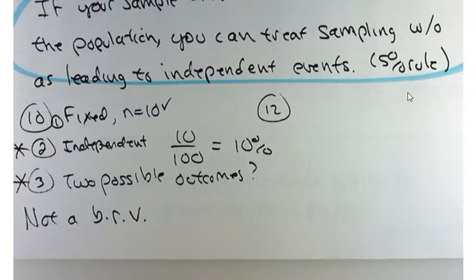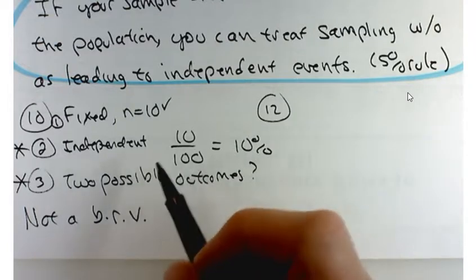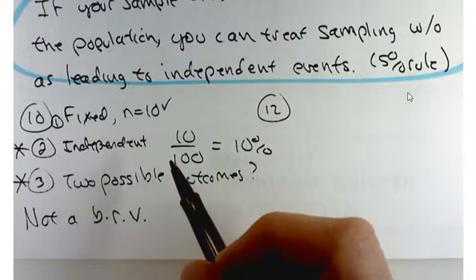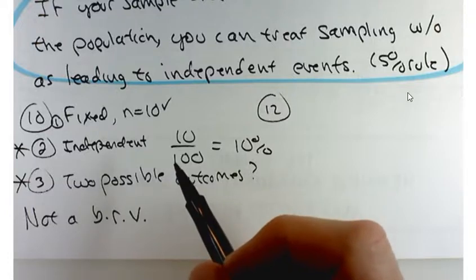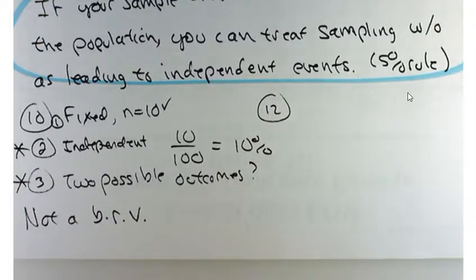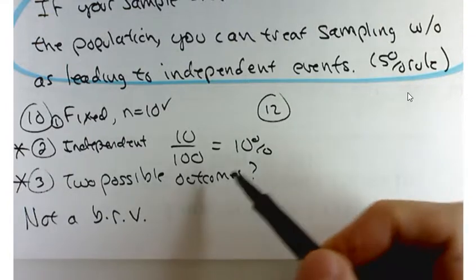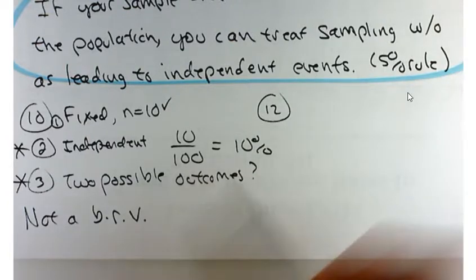Are you comfortable with our conclusion on 10? Please. Yeah, it was sampling without replacement, which leads to dependent events. We can kind of wink and nod at that as long as it passes the 5% rule. But it doesn't even pass the 5% rule. So it's just not independent events. Okay? All right. No, I do appreciate the question. Thank you.